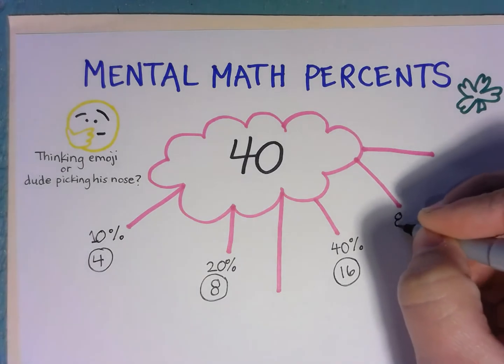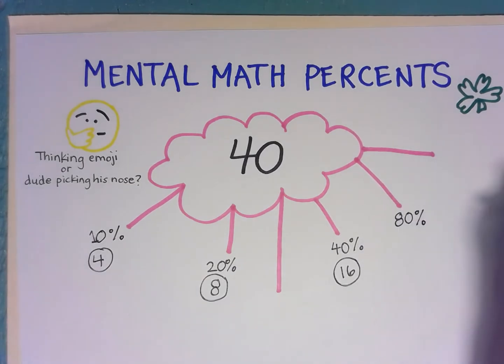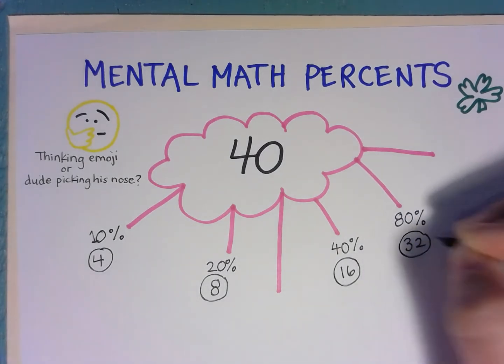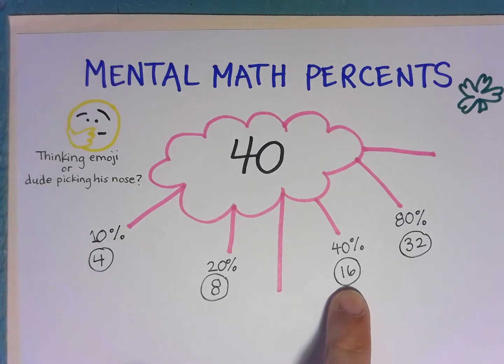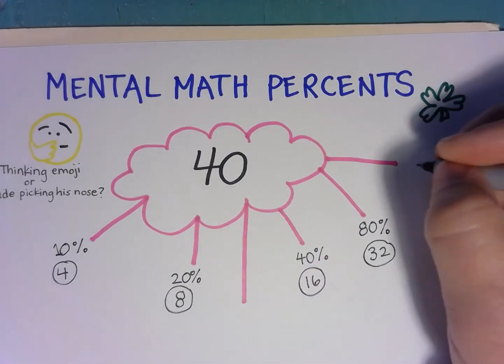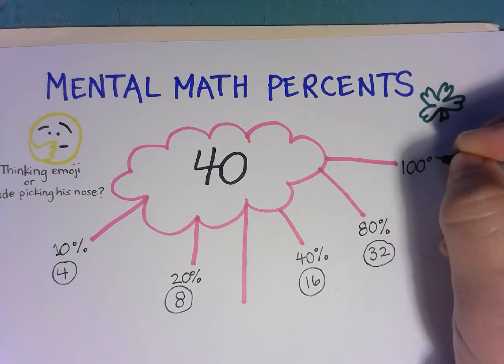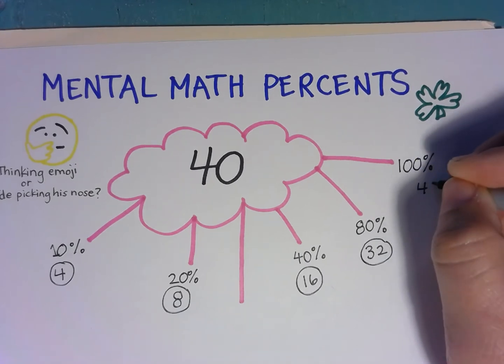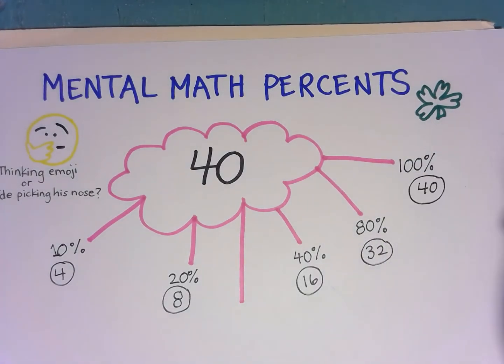Well, let's be extra because it's St. Patrick's Day. Let's double that and find 80%. Any guesses what it might be? It's going to be 32 because you're doubling 16. Just like when you double 40, you get 80. And last but not least, just in case it wasn't clear, 100% of any number is that actual number. So 100% of 40 is 40.